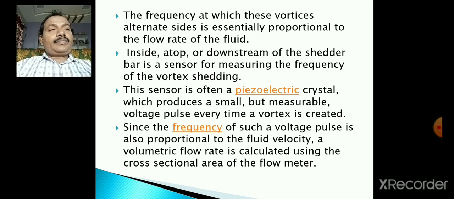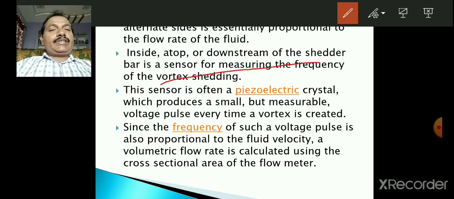That means, for example, this is the pipe. Through the pipe, the piezoelectric crystal transducer is placed here, and as the vortices strike this piezoelectric sensor, a voltage pulse is produced here. So this is measured. The rate at which this pulse is produced is measured.